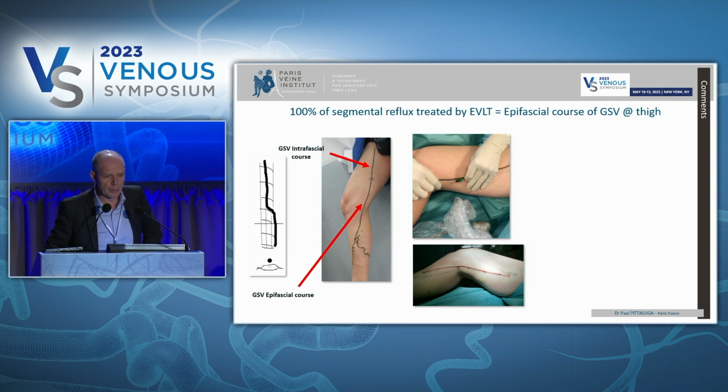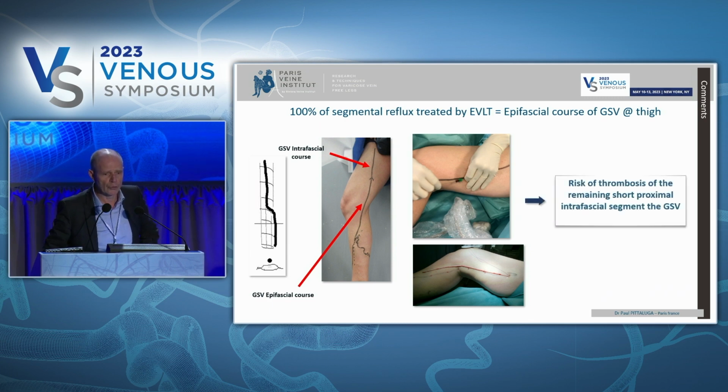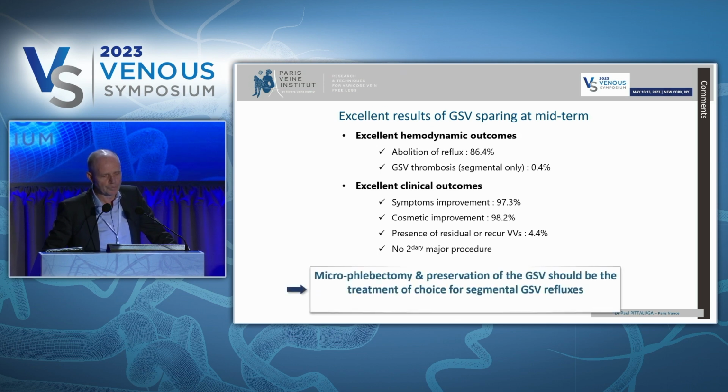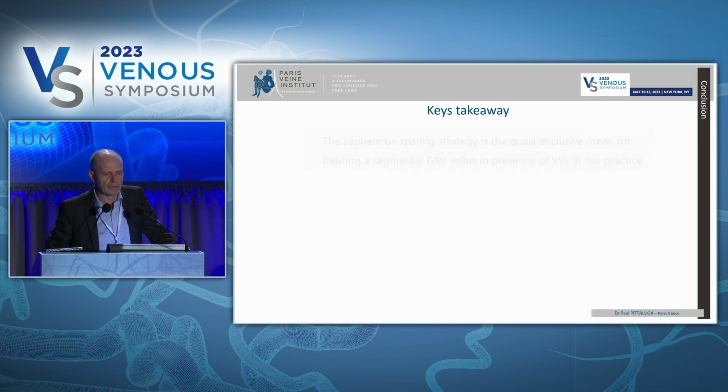and the distal epifascial segment by phlebectomy, in order to avoid the risk of thrombosis of the remaining short proximal intrafascial segment of the GSV. We got excellent results with this strategy from a hemodynamic point of view, with a very limited risk of thrombosis and excellent clinical outcomes, with no need of secondary major procedures. So we can assert that microphlebectomy and preservation of the GSV should be the treatment of choice for a segmental GSV reflux.